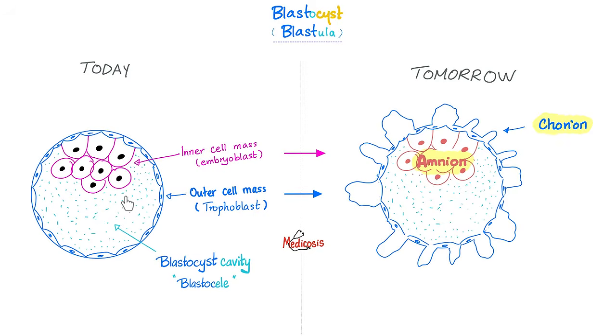We call it blastocyst cavity or blastocele. This is the amnion, which contains amniotic fluid. And this is the chorion, which will become the placenta. And the placenta will attach the baby to the mother. And there will be a lovely connection between them called the umbilical cord.